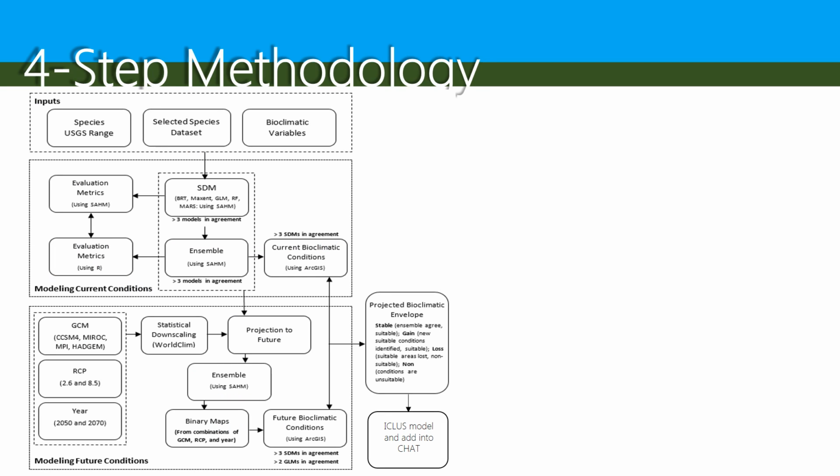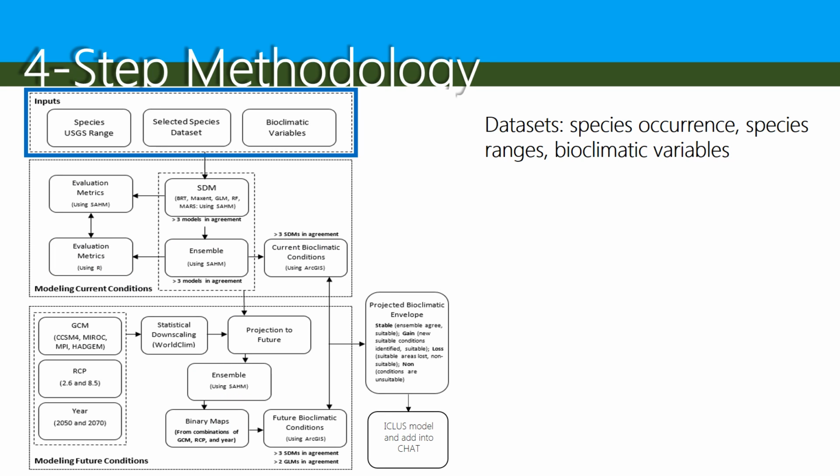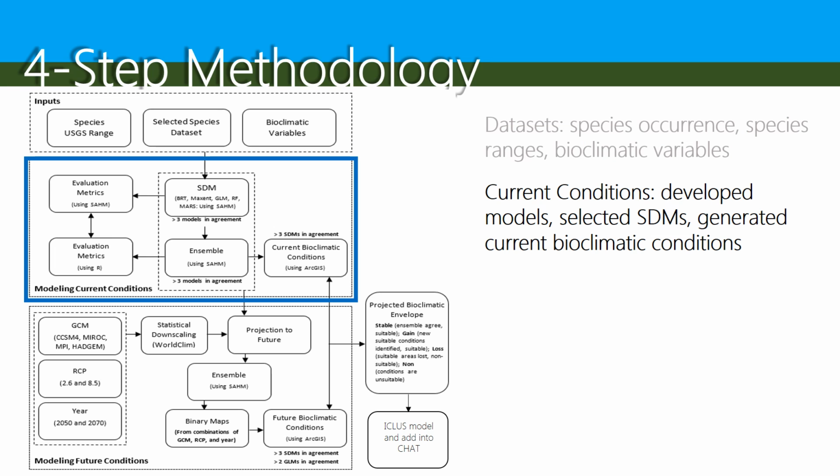Our research employed a 4-step methodology. The first step is the inputs, which includes the species occurrence, the species ranges, as well as the bioclimatic variables. We use these data sets to model the current conditions of the species, which is step 2. This step also includes the selection of the different SDMs as well as the generation of the current conditions of the species.